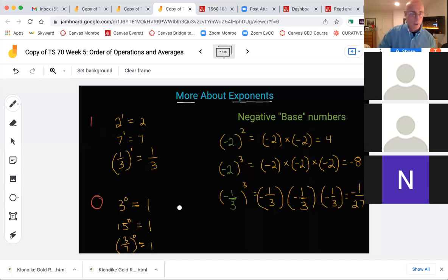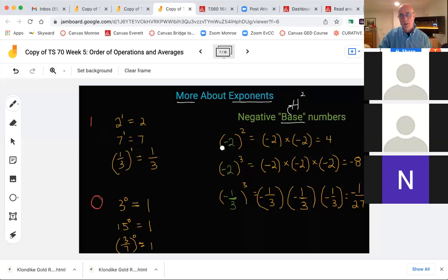Let's write down in our notes some negative base numbers. Okay, how do we deal with these negative? We're calling them the base because we already talked about what an exponent is, like 4 squared. The 4 is the base. That's the base number. How do you deal with negative numbers that have exponents?